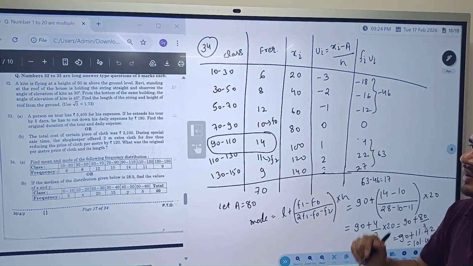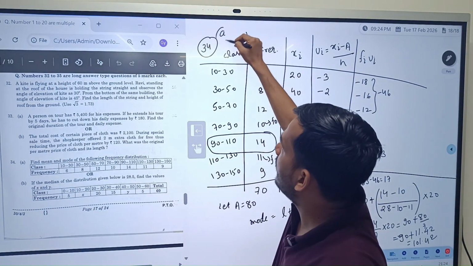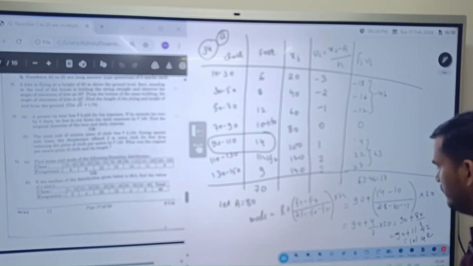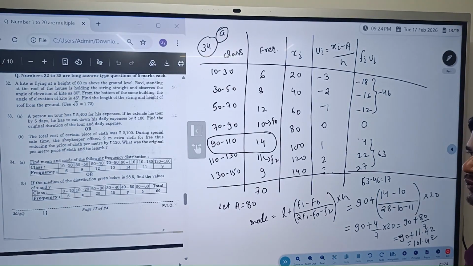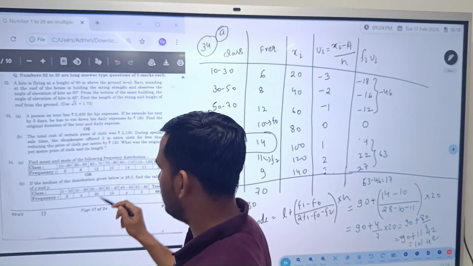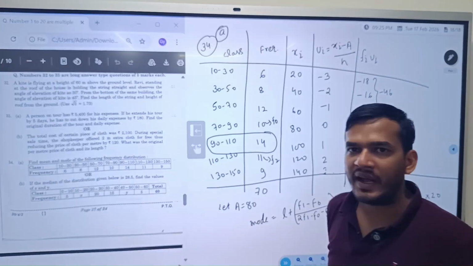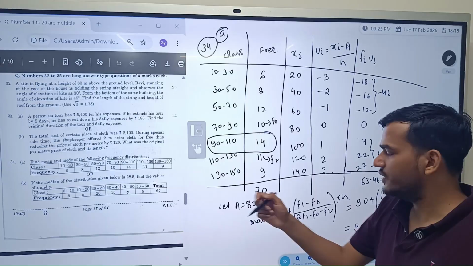So this was part A. Or you can do the part B. So moving to part B. In part B, median is given. You have to find the value of x and y in this frequency distribution.